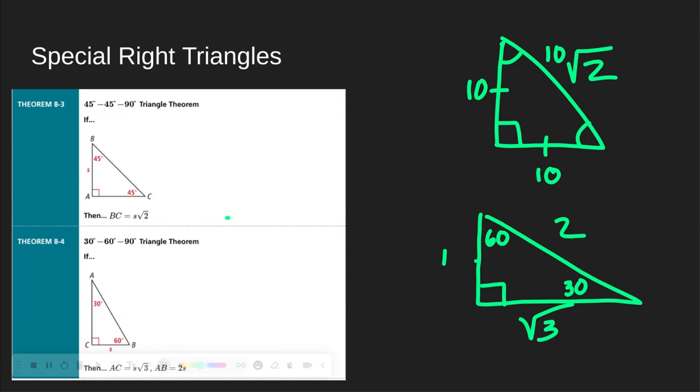Okay? What if this one was 10? Then what would this one be? This one would be 20, and this one would be 10 radical 3. So they're just all similar. Do you understand now why we learned the similar triangles before we learned this? Okay? All right.